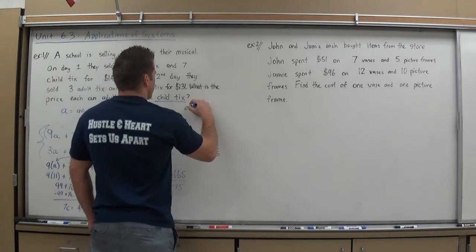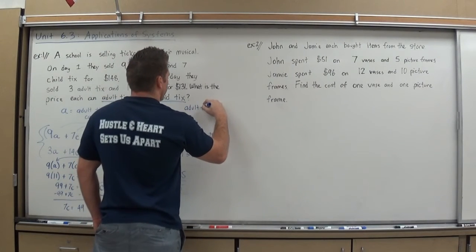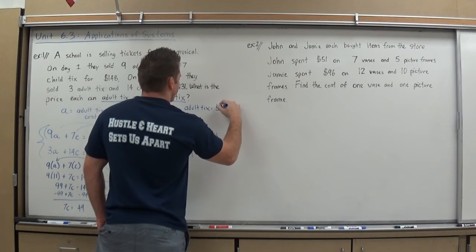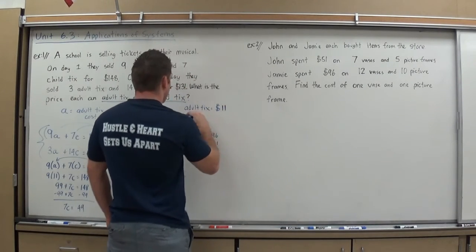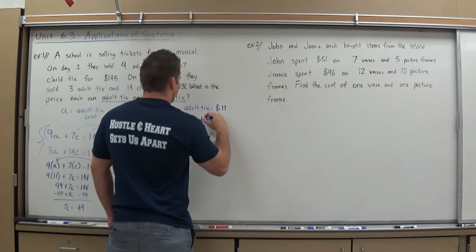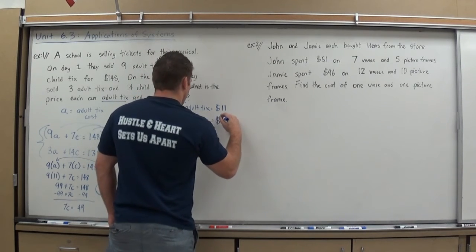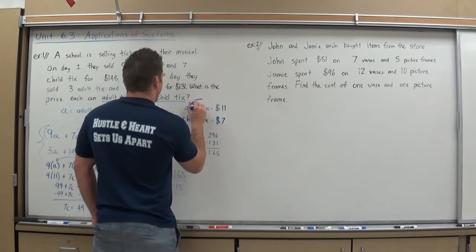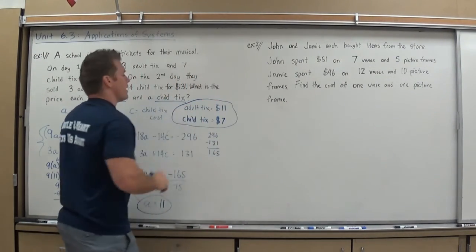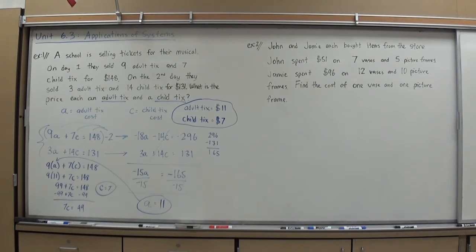So an adult ticket, since it's a word problem, I want to try to come back and write this in some form of words. An adult ticket costs $11, and a child ticket must cost what C equals, which is $7. So I found the price that they were selling these tickets at based on the information they gave me in the problem. Okay, let's try one more.